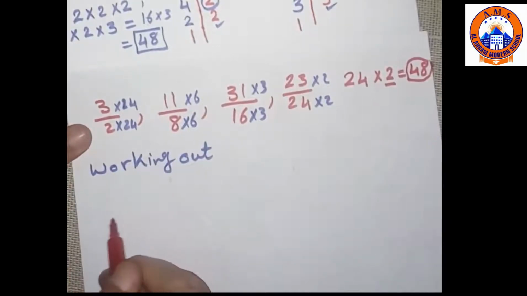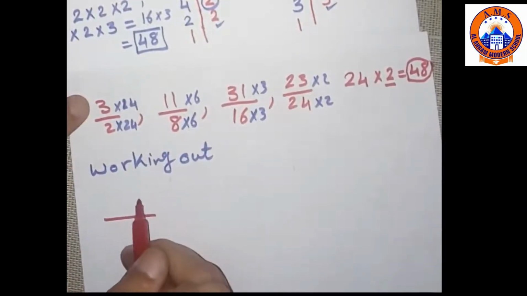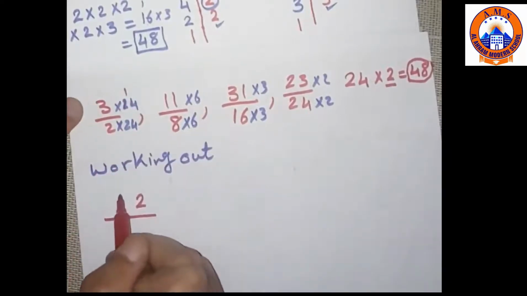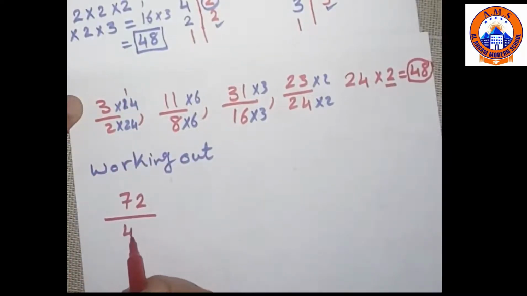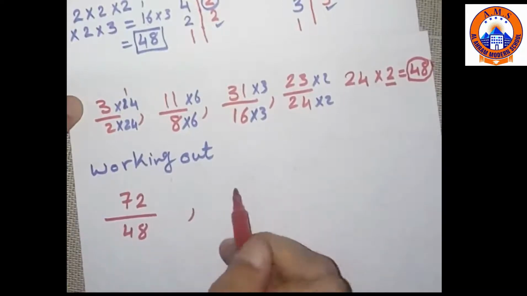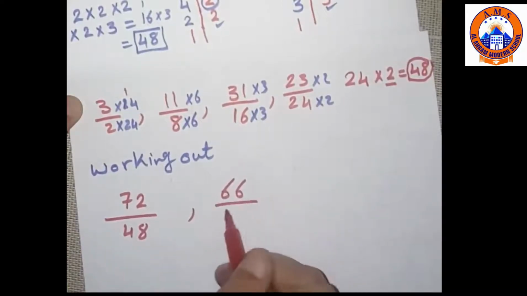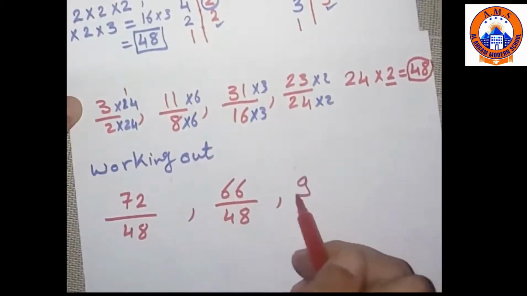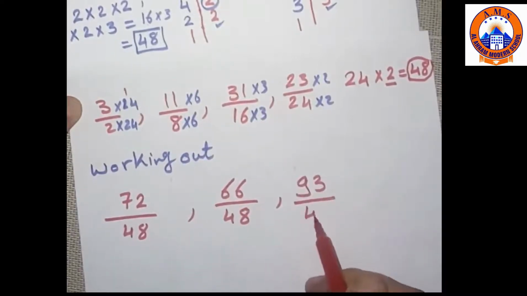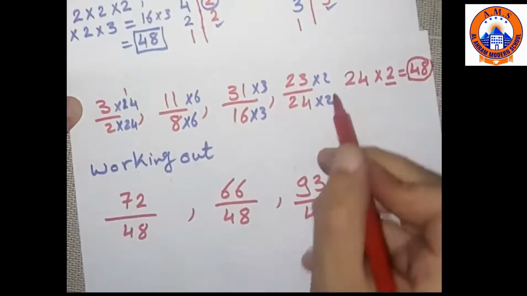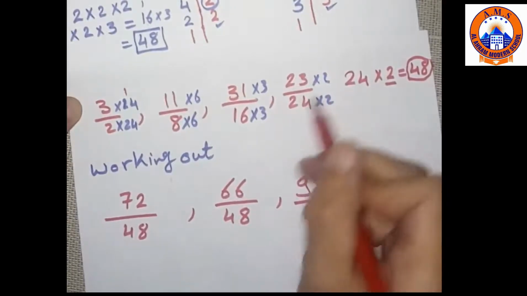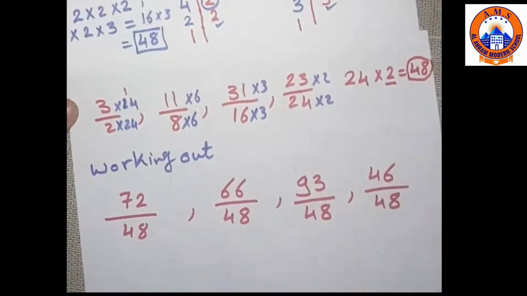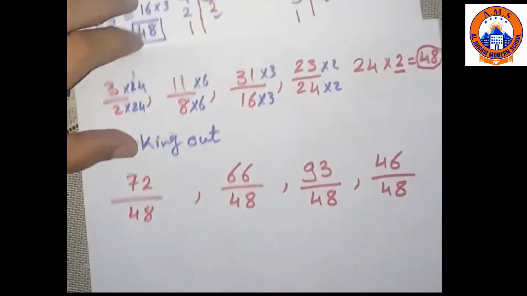The new fractions will be 3 by 24: 3 by 4 is 12, write 2 and carry 1, 3 by 2 is 6, so we have 72 over 48, then 66 over 48, then 93 over 48, then 23 by 2: 2 by 3 is 6, and 2 by 2 is 4, so 46 over 48. Now we are ready to order.